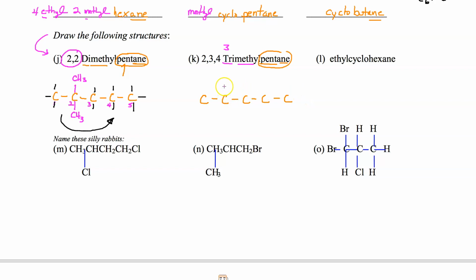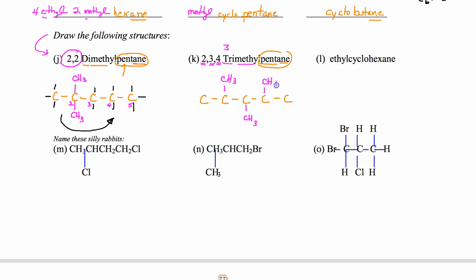So I have a methyl group here on the second. This would be 1, 2, CH3. I've got a methyl group at the third, CH3. And I got a methyl group at the fourth, 1, 2, 3, fourth. Now, you notice I'm going up, down, up, down.